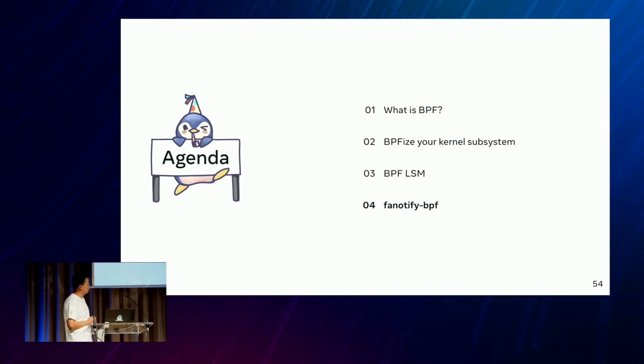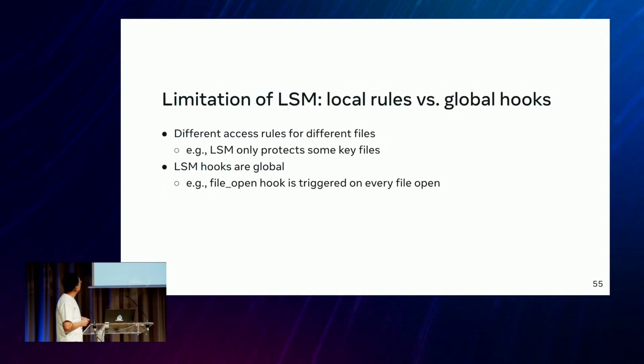So let's move on to fanotify. There's actually some limitation with LSM. The rules are sometimes, or usually, local. Say the LSM only wants to protect some key files. I want to protect my certificate. I don't care about a log that gets read by a random process. But the LSM hook is always global, meaning the file open hook is always triggered on every file open, even when I only want to protect one file.